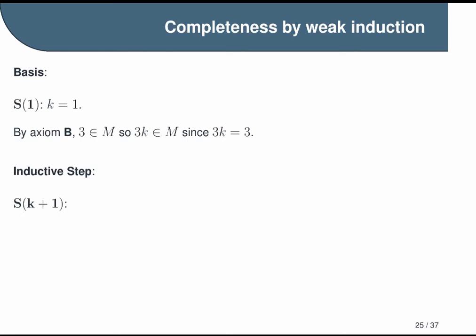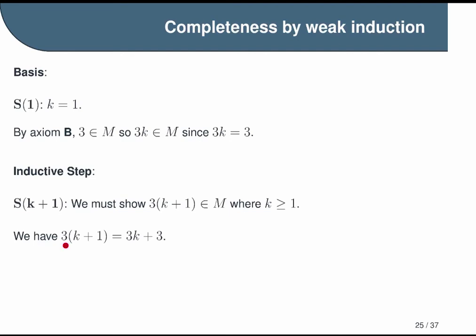Now all we have left to do is the inductive step, and once we write this out, it's also not too tricky, right? S of k plus 1, we can translate into the statement that we must show that 3 times k plus 1 is in M for k greater than or equal to 1. So we can just do some arithmetic here and say, well, 3 times k plus 1 is equal to 3k plus 3. And a nice thing here is now we've translated this expression into a form where we can more easily apply our inductive hypothesis. Because remember, we are allowed to assume that the statement S of k is true, and that means that by assumption, 3k is in the set M.